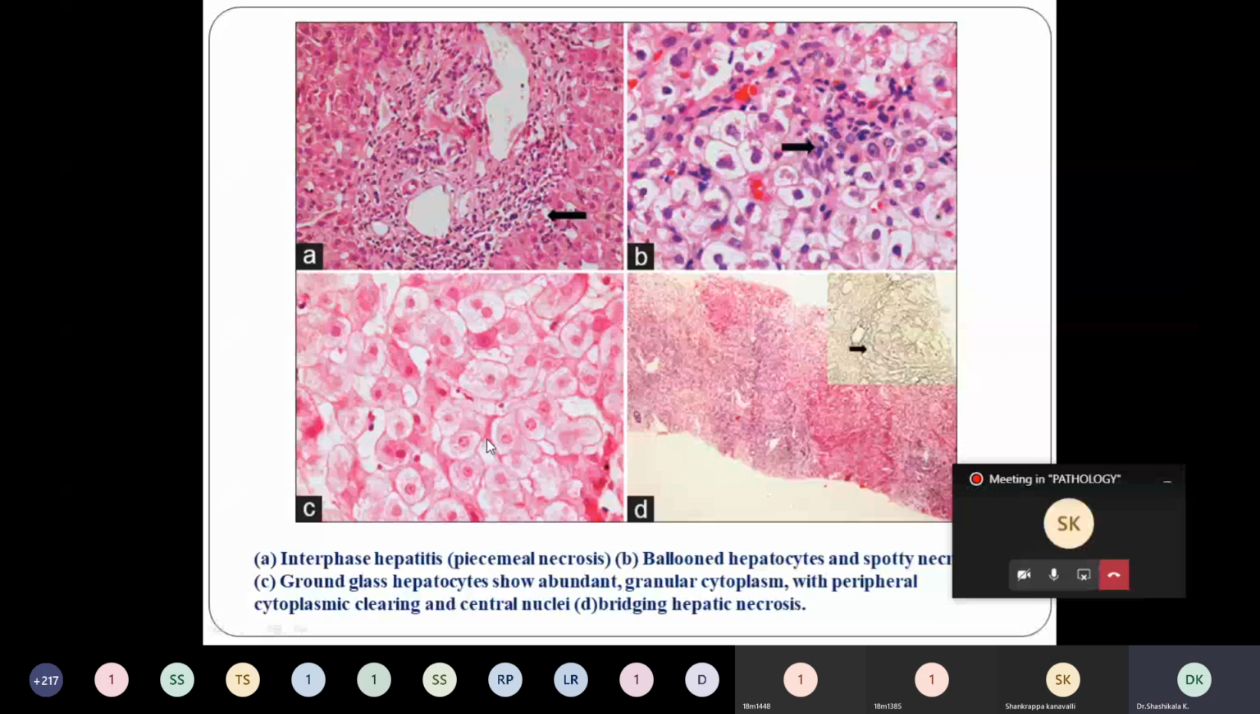So you have the ground glass appearance of the hepatocytes. We show abundant granular cytoplasm with peripheral cytoplasmic clearing and centrally placed nuclei. This is a clearing here and centrally placed nuclei. So then is the bridging hepatic necrosis. These are the microscopic features which are seen in case of acute hepatitis.